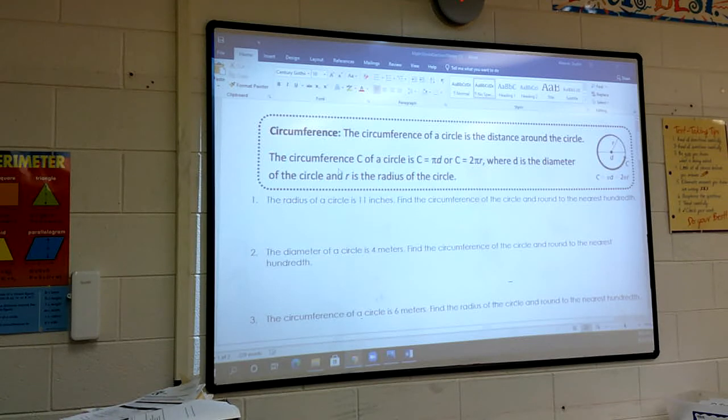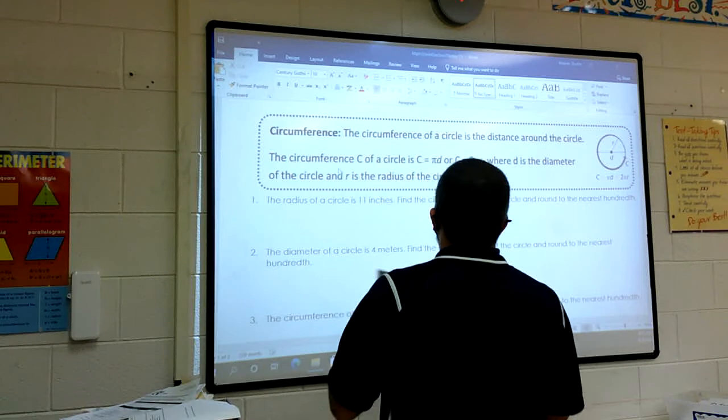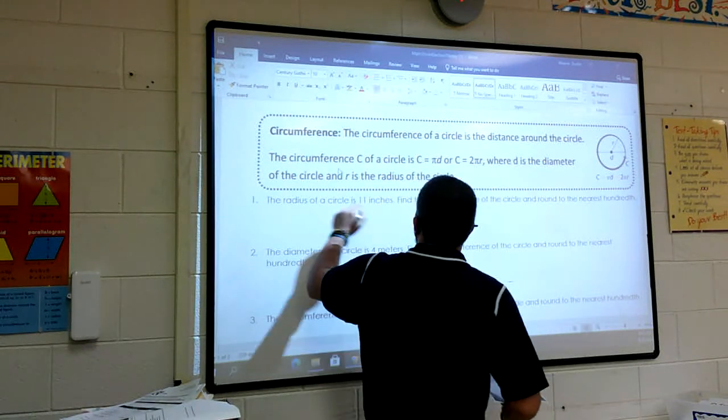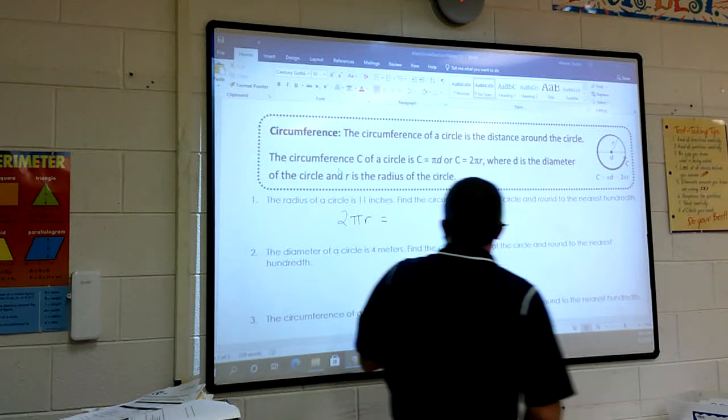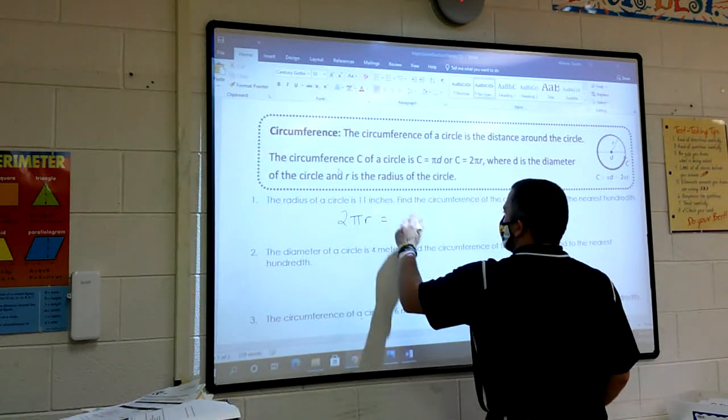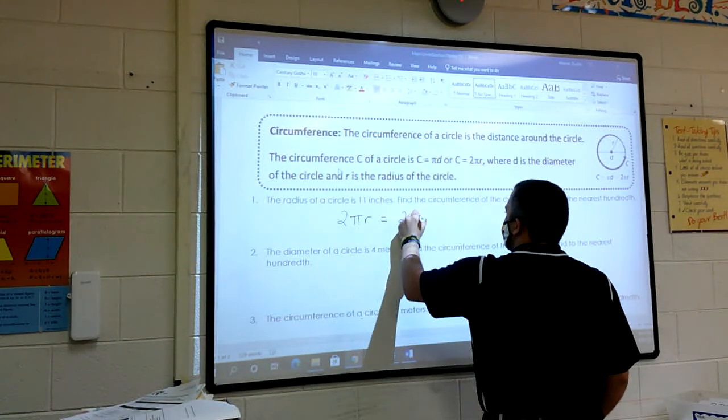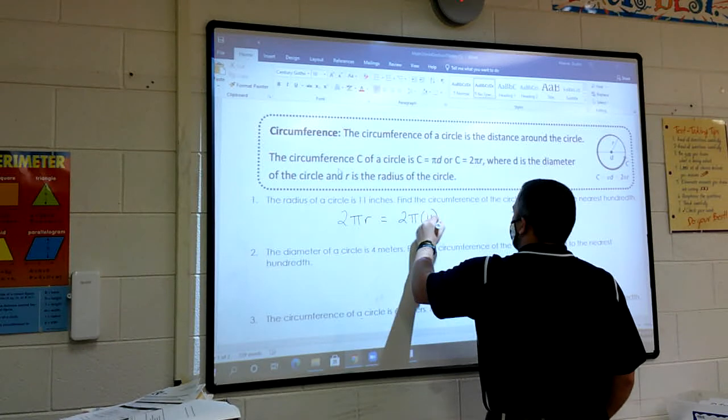So question number 1 says the radius of the circle is 11 inches. Find the circumference of the circle and round to the nearest hundredth. So we know that the circumference is 2 pi r. And in this problem, it tells us that the radius is 11.